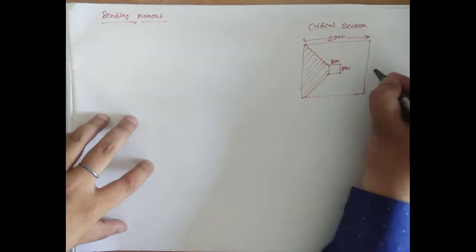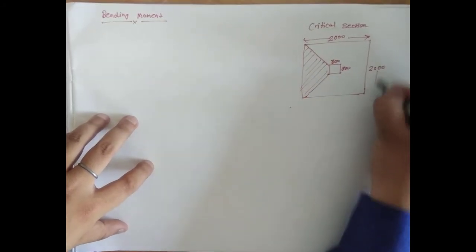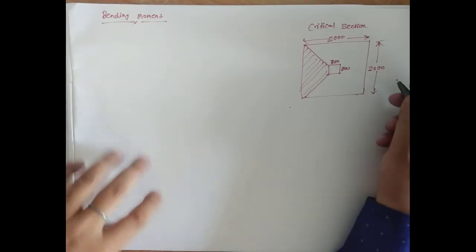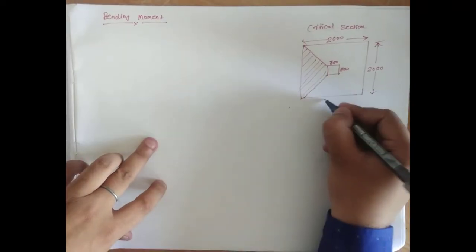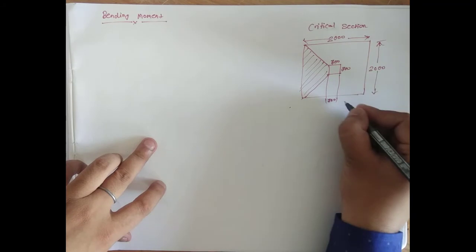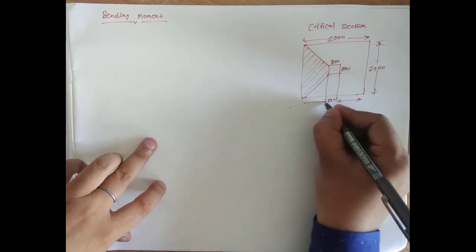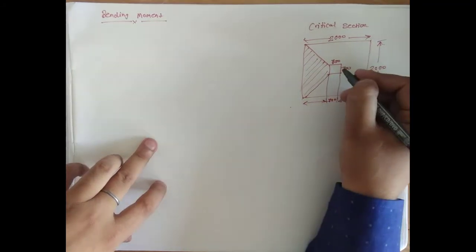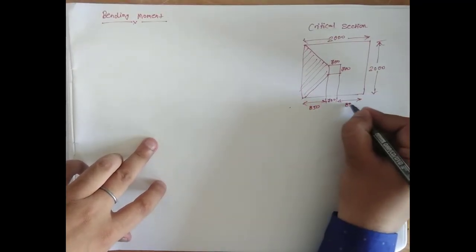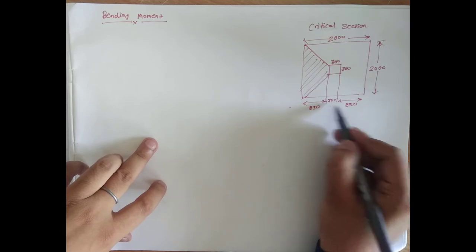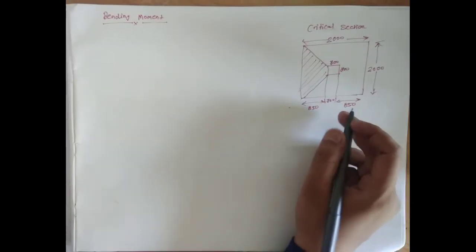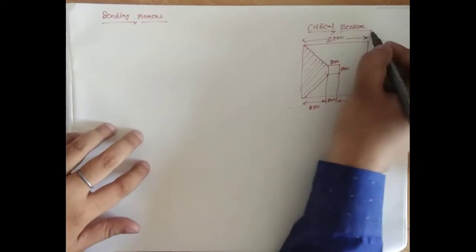This is also 2000 mm. Now this portion will be 300, so it will be 2000 minus 300, so it will be 850 by 850. So 850 plus 300 plus 850 equals 2000. So this is the critical section, the diagram of the critical section.